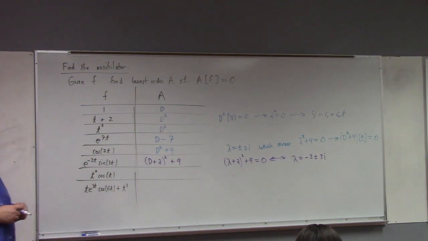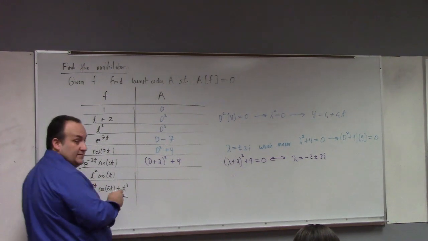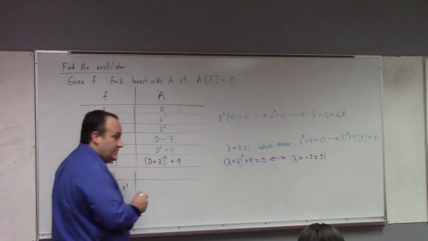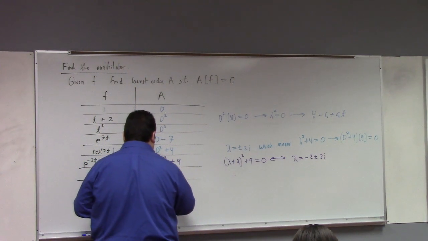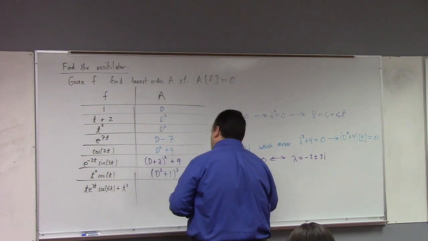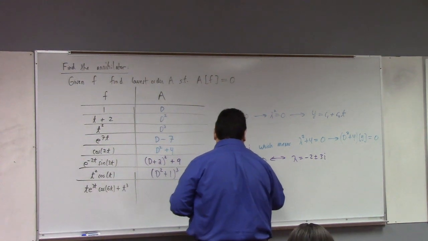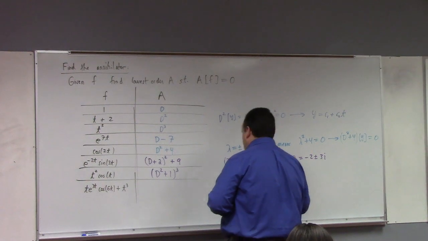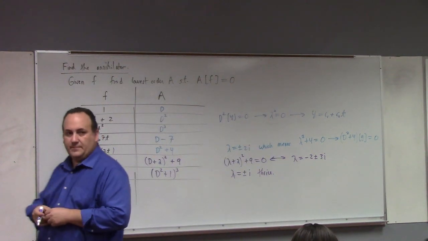t squared cosine t. This. What? D minus 1 cubed. Oh no. D squared plus 1. D squared plus 1 cubed. Because this is from lambda equals plus or minus i thrice. That's where that would appear.